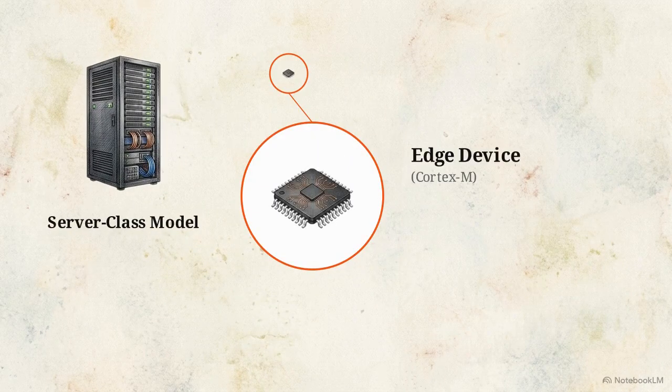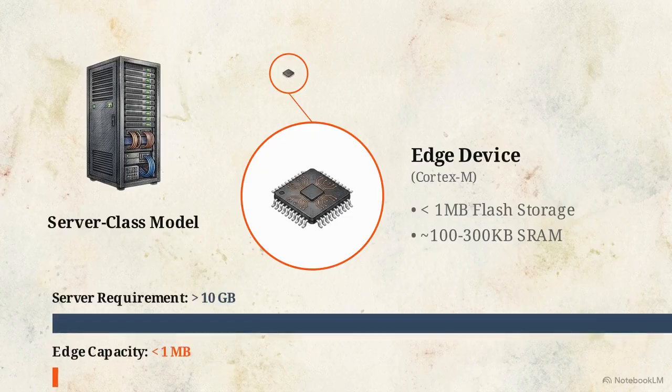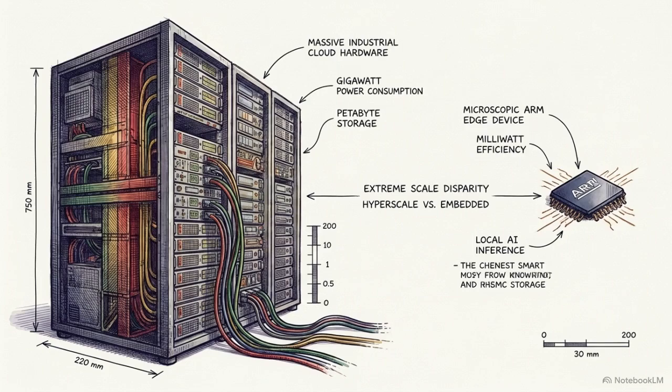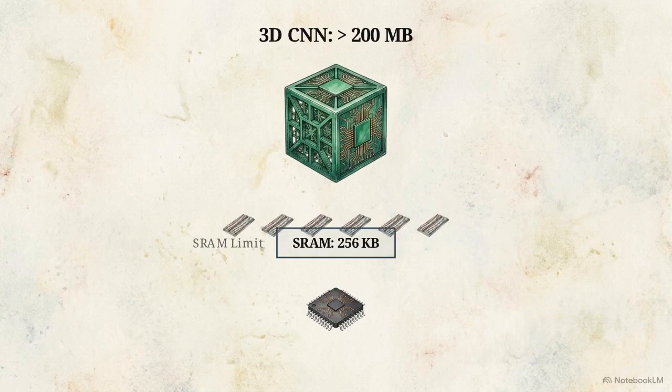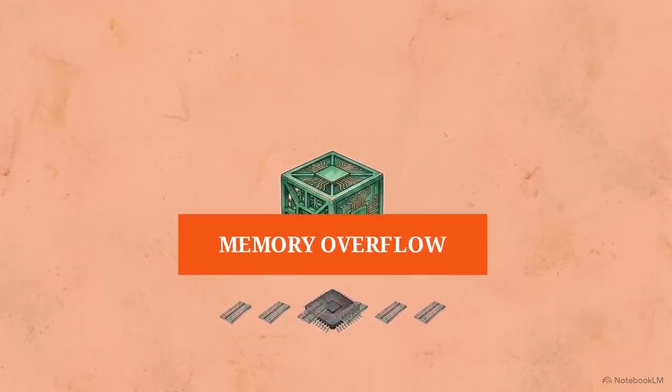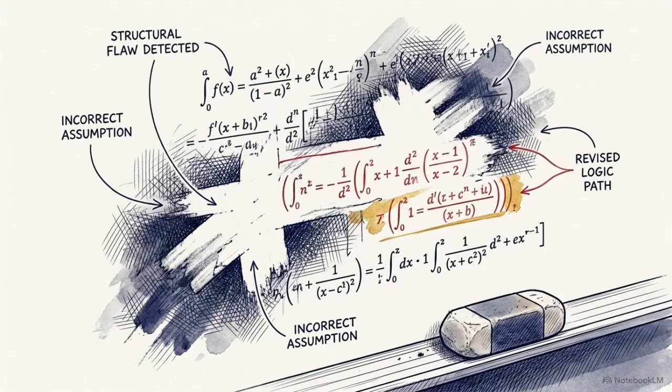A typical Cortex-M microcontroller operates under strict physical limits: less than 1 megabyte of flash storage for the software, and a few hundred kilobytes of SRAM for active memory. You cannot simply compress a cloud-based video model to fit that space. The raw memory required to analyze three-dimensional motion across dozens of frames exceeds the hardware's physical capacity long before the analysis even begins. Taking existing state-of-the-art models and shrinking them down structurally fails. Offline sign language recognition requires rewriting the mathematical approach entirely.